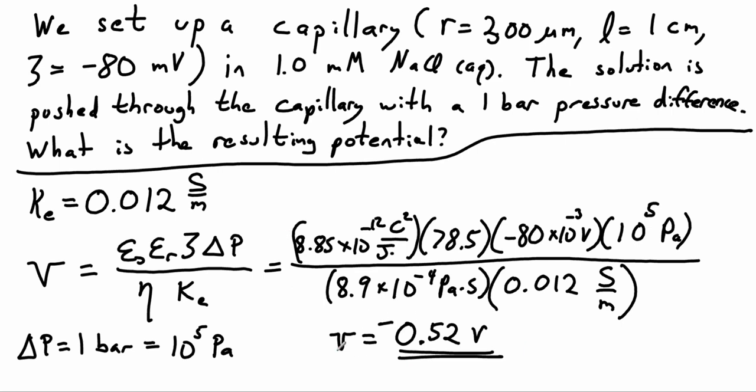Note the negative side of the potential. That means that there'll be a negative potential on the high pressure side of our apparatus, and that makes sense. We have a negative zeta potential on the walls of our capillary, which means that we're going to have an excess of positive charges in our capillary, and they're going to be pushed to the low pressure side, leaving behind an excess of negative charge. So we're going to have a negative potential on our high pressure side of our apparatus, and that emerges naturally from the equation.